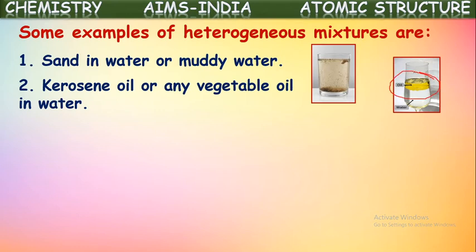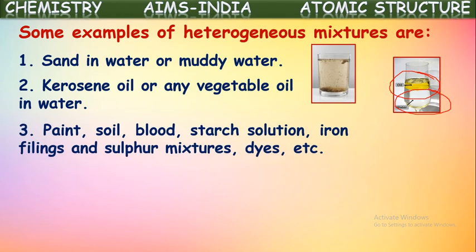Oil will come and float on water. Water will be at the bottom because it is denser. Such kinds of mixtures are called heterogeneous liquid-liquid mixtures, and these two types of liquids are called immiscible liquids. The liquids which do not mix one into another are called immiscible liquids. So the mixture of two immiscible liquids comes under heterogeneous mixture.